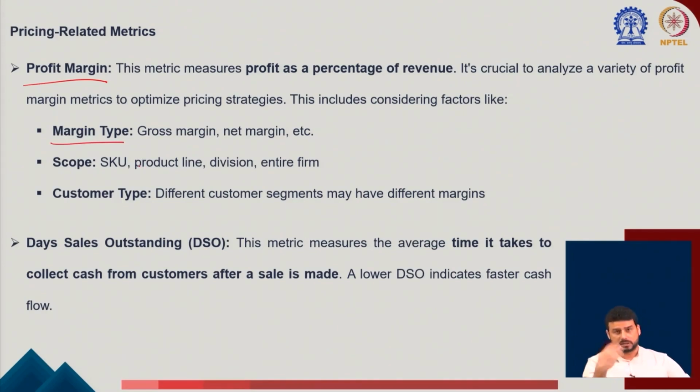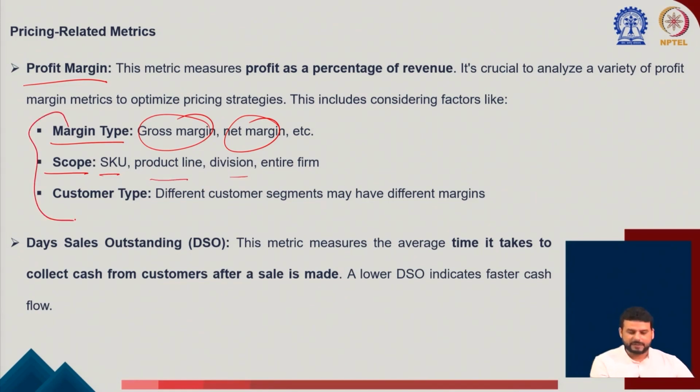You are talking about gross margin, whatever is coming after reducing the cost of operation of goods, or net margin, profit after reducing the cost as well as the operational cost. But in gross margin, we are only taking care of the cost of production of that goods, right? Scope: SKU, product line, division, entire firm. Now why are we doing this pricing? We are doing it depending upon the type of the product, scope or customer.